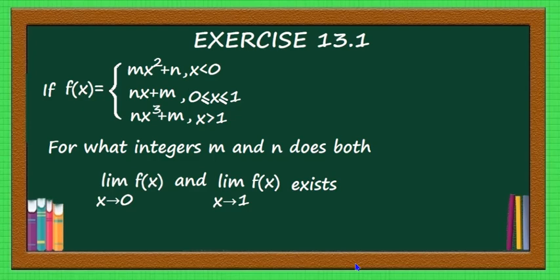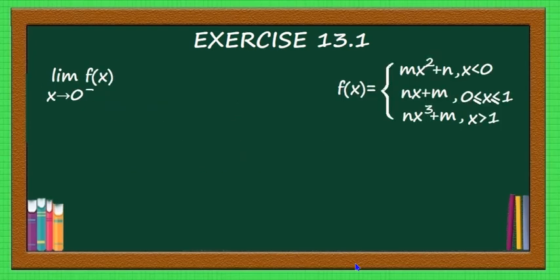And it is given that limit as x tends to 0 of f of x as well as limit as x tends to 1 of f of x exist. And therefore, limit as x tends to 0 plus of f of x is equal to limit as x tends to 0 minus of f of x. First let us find limit as x tends to 0 minus of f of x. And 0 minus means less than 0. When it is less than 0, f of x is mx square plus n, limit as x tends to 0 minus of mx square plus n. Put x equal to 0, you will have m into 0 plus n, that's equal to n.